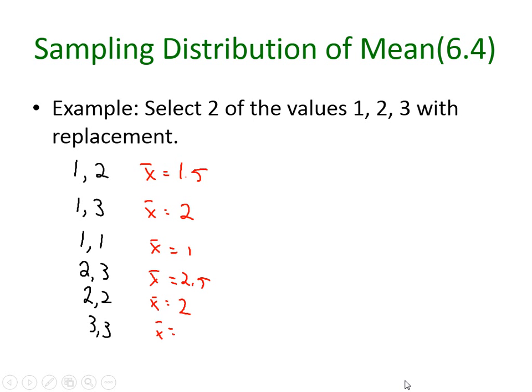Now, notice that these are doing the X bars because these are samples. So this is the sample mean of each of these. So this is the sampling distribution of the means. Out of all the different combinations I've got, these are the different possible means that I could get. So this right here would be considered my sampling distribution of the mean.